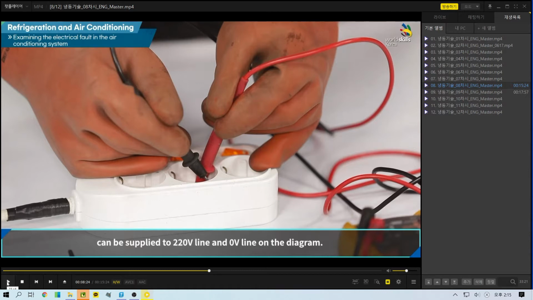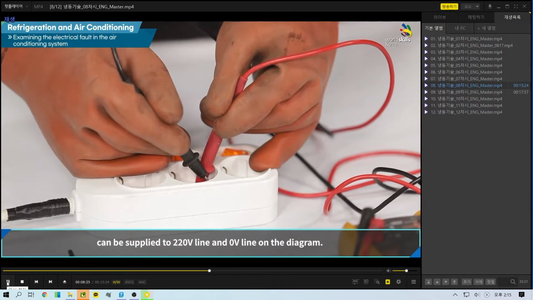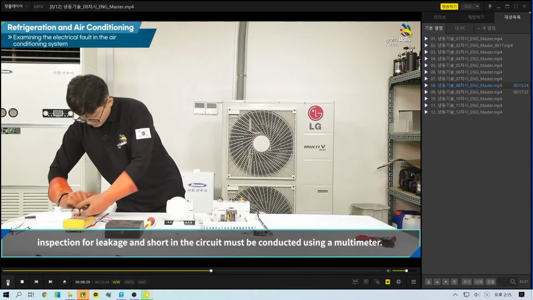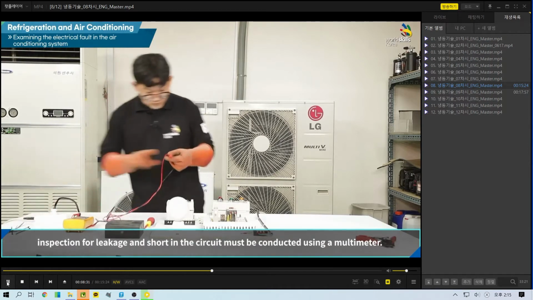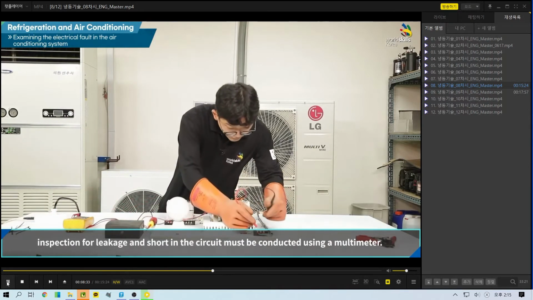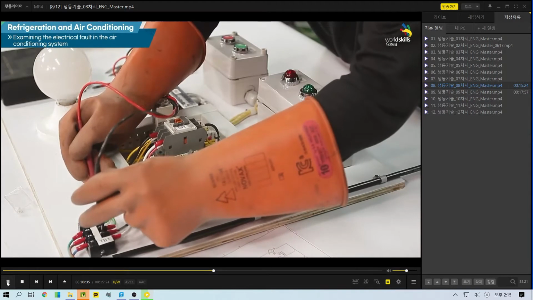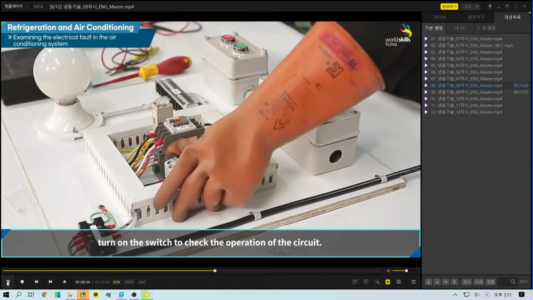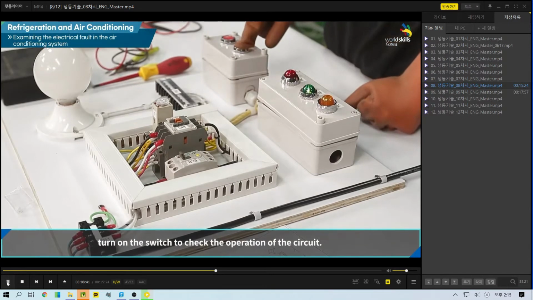Let me move to the next step. Before applying power, inspection for leakage and short in the circuit must be conducted using a multimeter. If you confirm that there is no leakage or short circuit, turn on the switch to check the operation of the circuit.